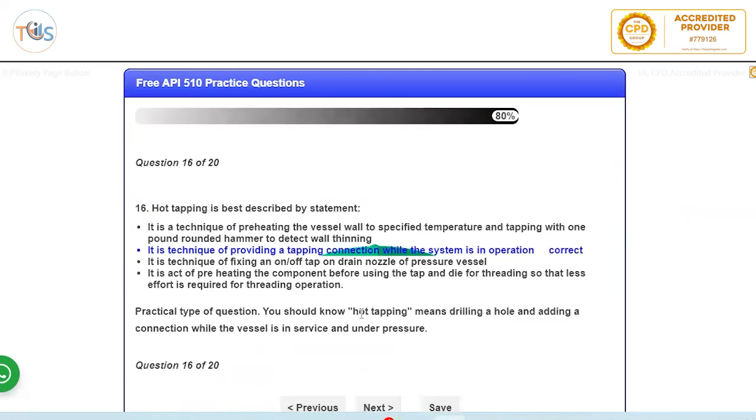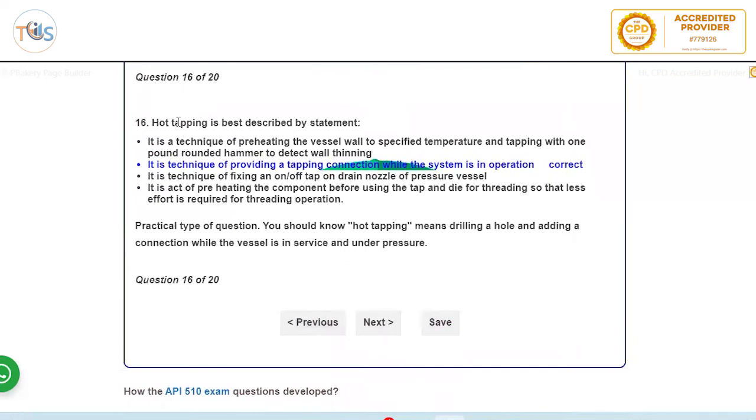Hot tapping, so you should know what hot tapping is. There might be several answers here that you can see. Hot tapping is when you want to drill a hole and then make a connection while the vessel is in service, under pressure, okay? So that's called hot tapping.